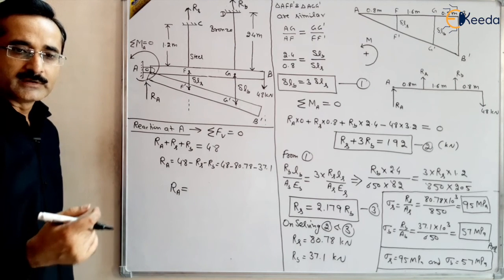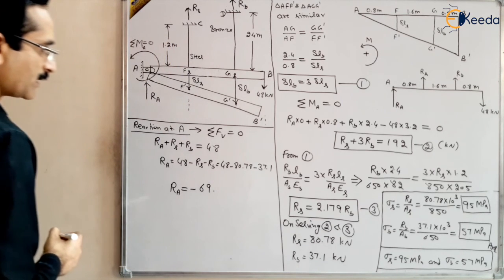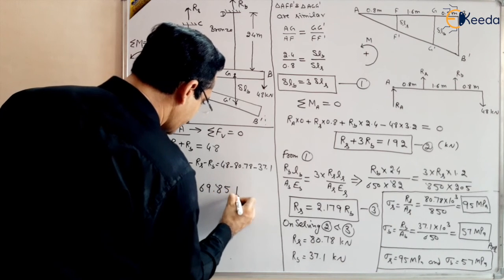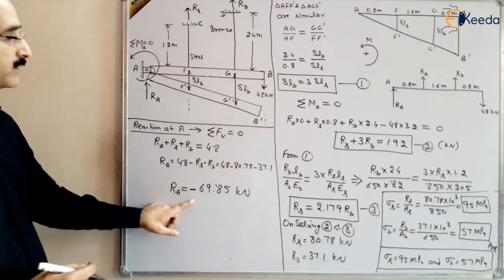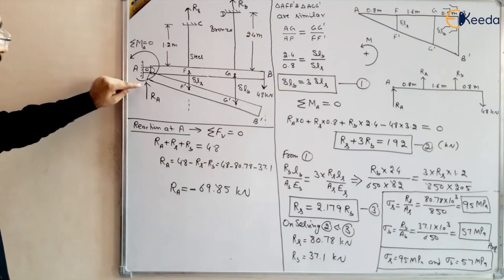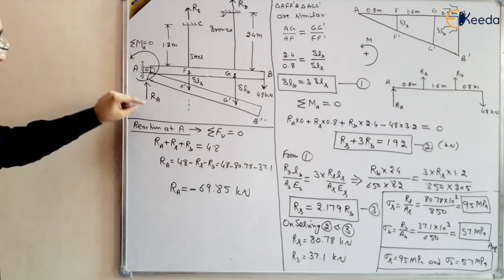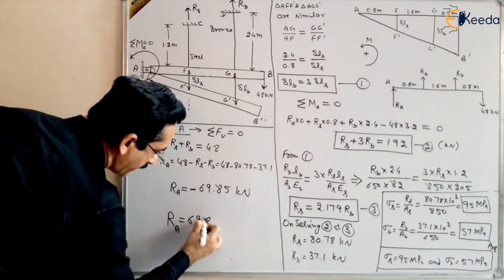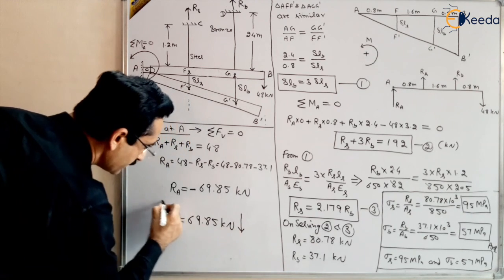So when you solve it, you will get RA, the reaction at point A, equal to minus 69.85, nearly 69.85 kilonewton, right? What does this minus sign show? This minus sign shows that the direction of reaction at A is not upward, it is downward actually. So the reaction is basically downward, not upward. So RA will be, in magnitude, 69.85 kilonewton, and this is in the downward direction.